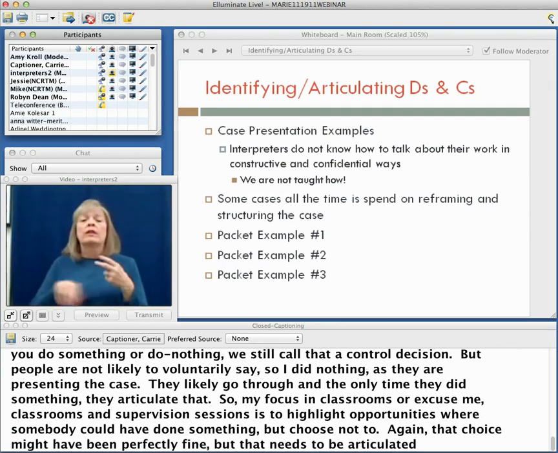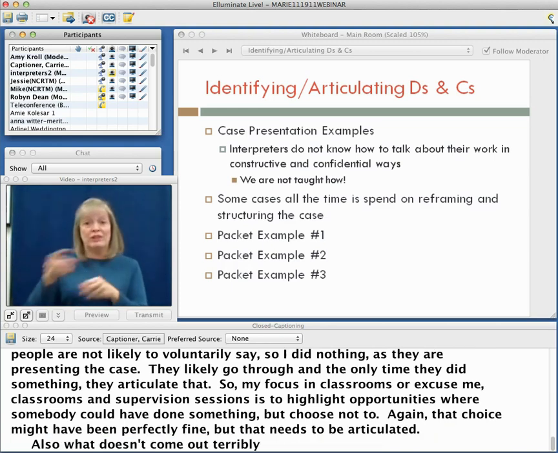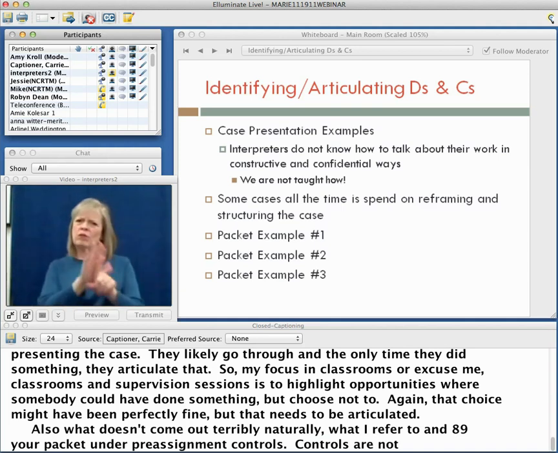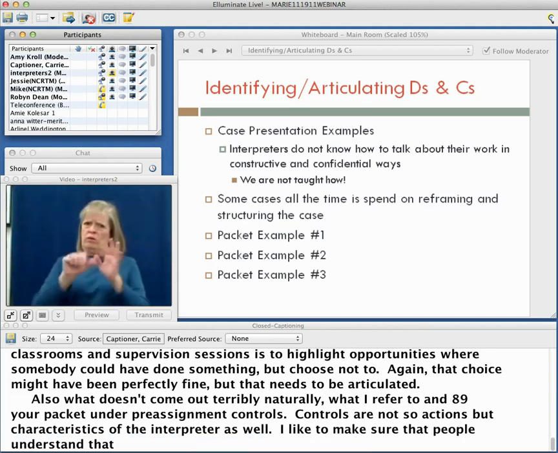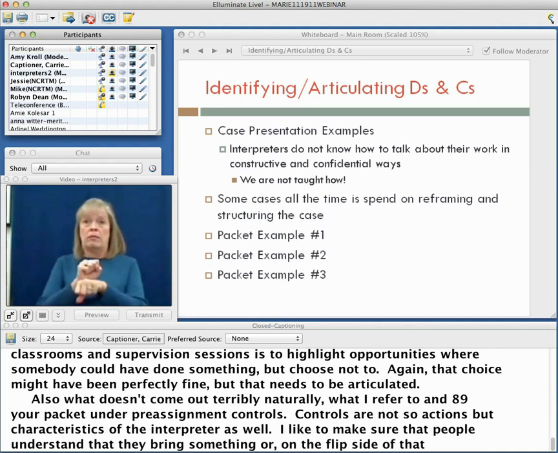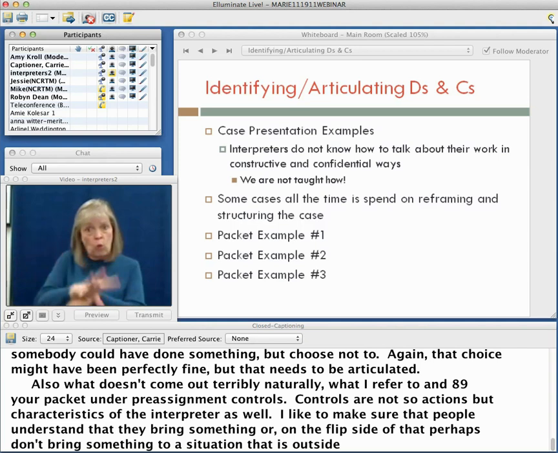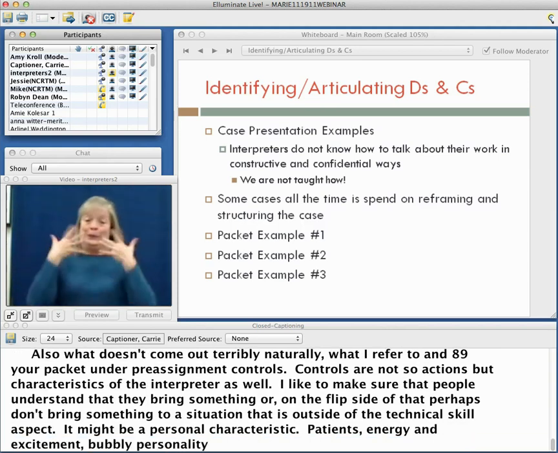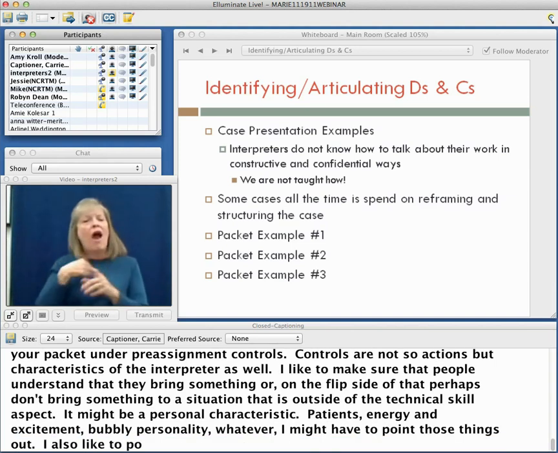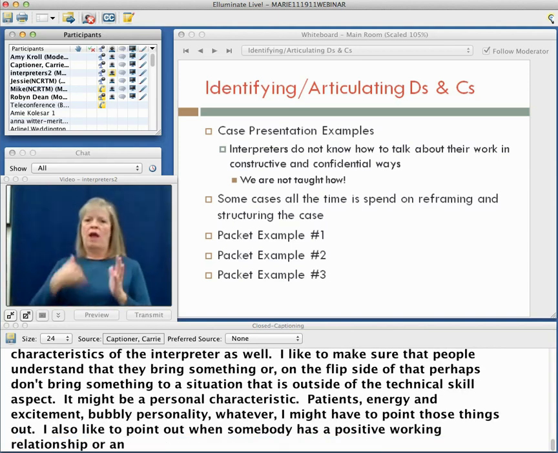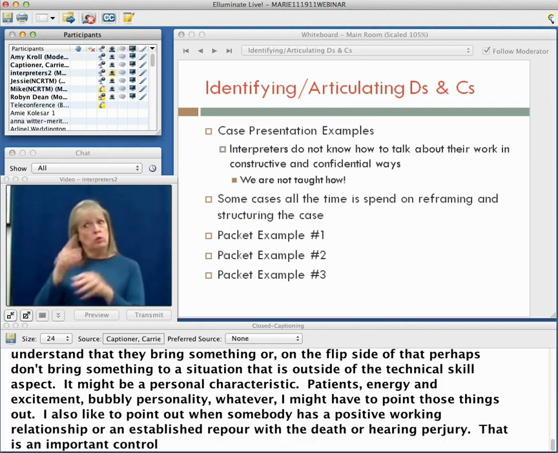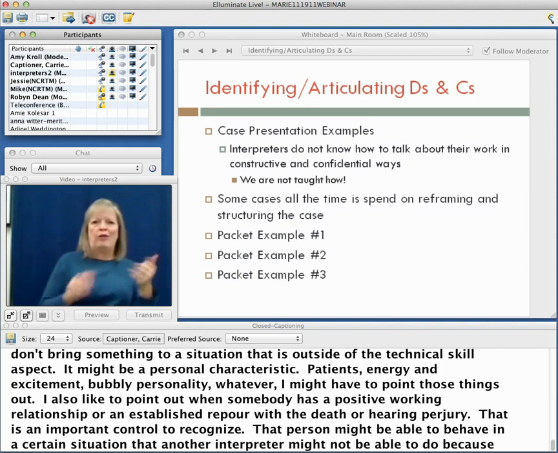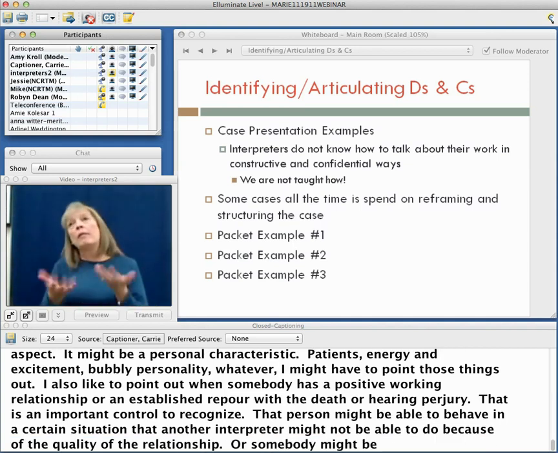Also, what doesn't come out terribly naturally are what I refer to, and have written down here in your packet, as pre-assignment controls. Controls are not only actions, but characteristics of the interpreter as well. And so I like to make sure that people understand that they bring something, or, on the flip side, perhaps don't bring something to a situation that's really outside of the technical skill aspect. It might be a personal characteristic: patience, energy and excitement, bubbly personality, whatever. I might have to point those things out. I also like to point out when somebody has a positive working relationship or an established rapport with the deaf person or the hearing person. That's also an important control to recognize, because that person may well be able to behave in a certain situation in a way that another interpreter might not be able to because of the quality of that relationship. Or somebody might be more likely to behave or employ a control because of the expectation of the consumers.